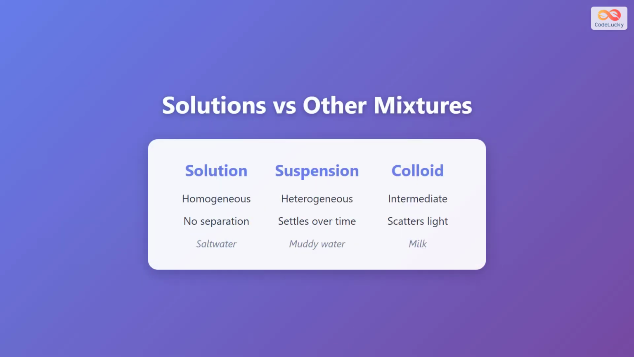It's important to understand how solutions differ from other types of mixtures. Solutions are homogeneous and never separate over time. Suspensions, on the other hand, are heterogeneous mixtures where particles settle over time. An example is muddy water, where the dirt eventually sinks to the bottom. Colloids are intermediate between solutions and suspensions. They scatter light and include examples like milk. The key difference is that solutions have the smallest particles that remain evenly distributed, while suspensions have larger particles that settle out.